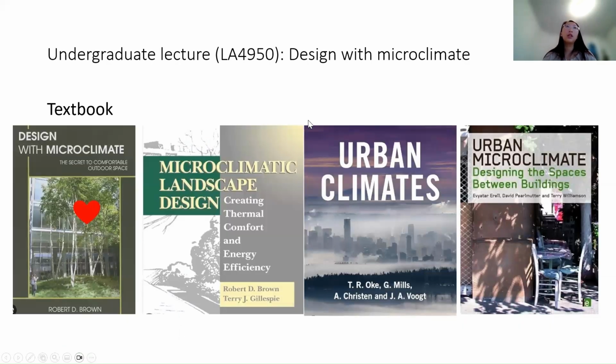For the textbook, I use 4 major textbooks, including 2 from Bob, and then 2 other books. This is the thickest one, Urban Climates by Oki. This is crazy, I will not ask the students to read all of it. But for this one, Urban Microclimatic Design with Space Between Buildings, and also Microclimatic Landscape Design, those 2 are design-oriented books. And then Urban Climates is more like meteorology, or that area.